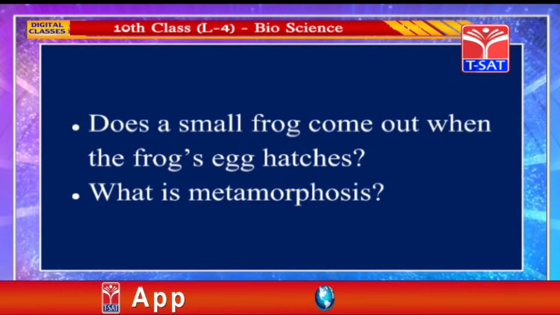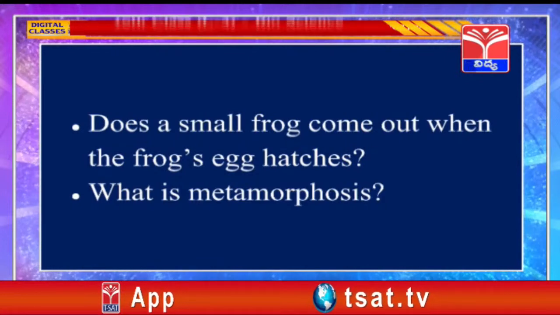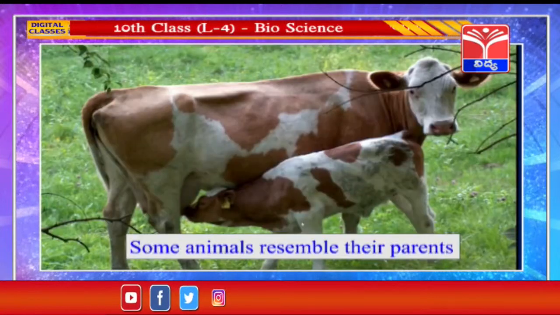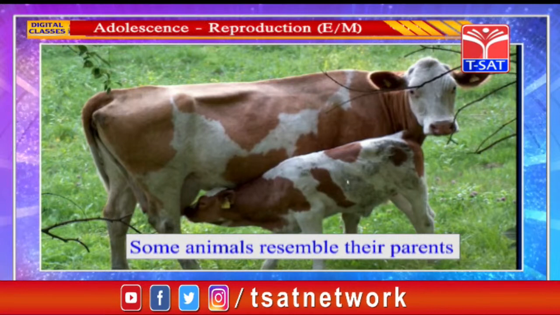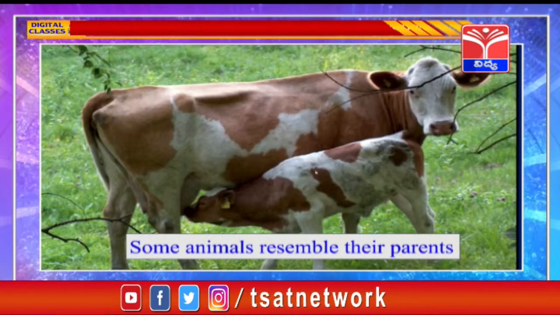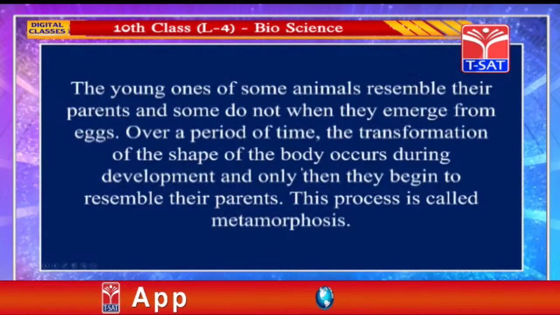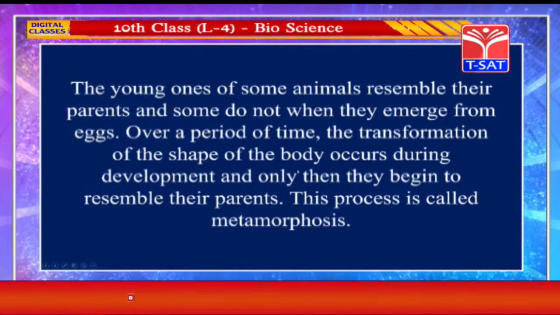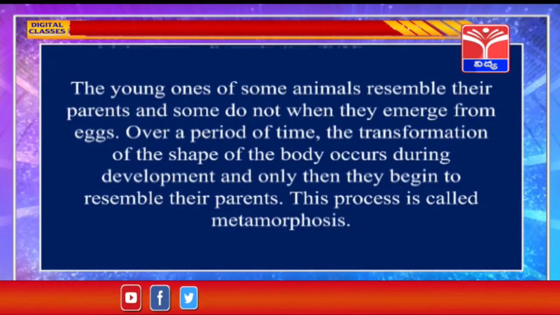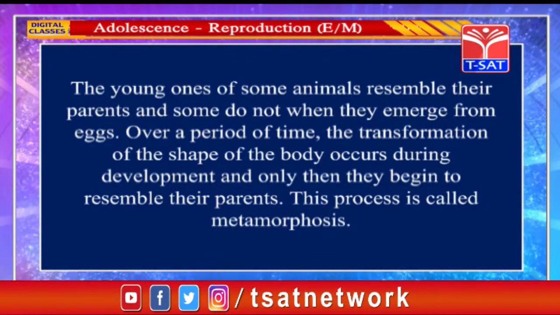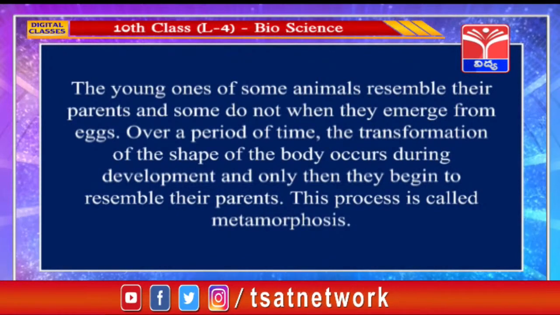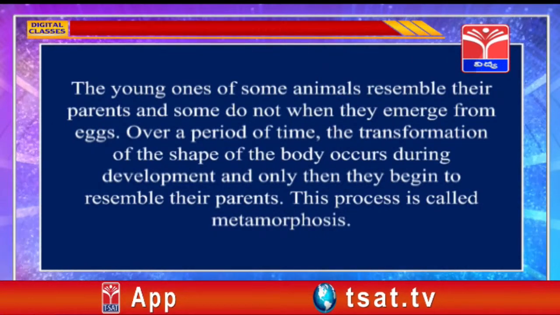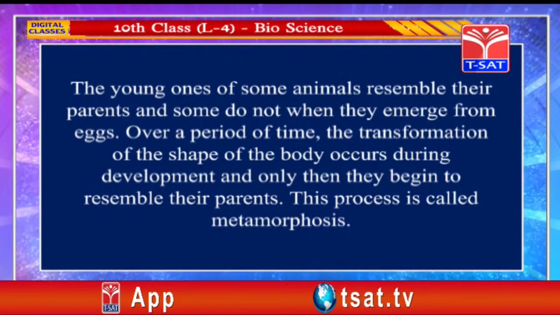Does a small frog come out when the frog's egg hatches? What is metamorphosis? The young ones of some animals resemble their parents. Look at this picture carefully, students, and they look alike. They resemble their parents, but in some animals they do not. The young ones of some animals resemble their parents and some do not when they emerge from their eggs. Over a period of time, the transformation of the shape of the body occurs during development and only then do they begin to resemble their parents. This process is called metamorphosis.